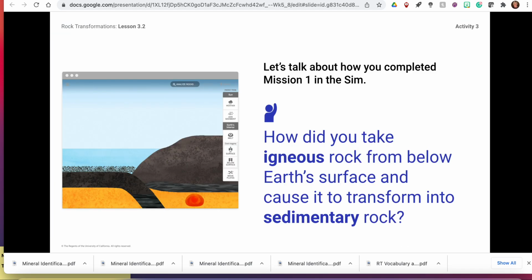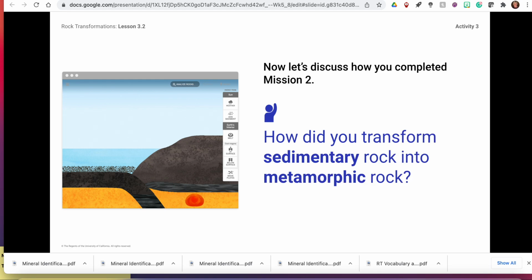So let's talk about how we completed mission number 1 in the sim. Again, we took the igneous rock from below. We had to bring it up to the surface. That's called uplift. And then through weathering, we were able to form sedimentary rock. And in mission number 2, we were able to transform sedimentary rock, so like this rock right here, into metamorphic rock through subduction when it came down here and was transformed into metamorphic rock.